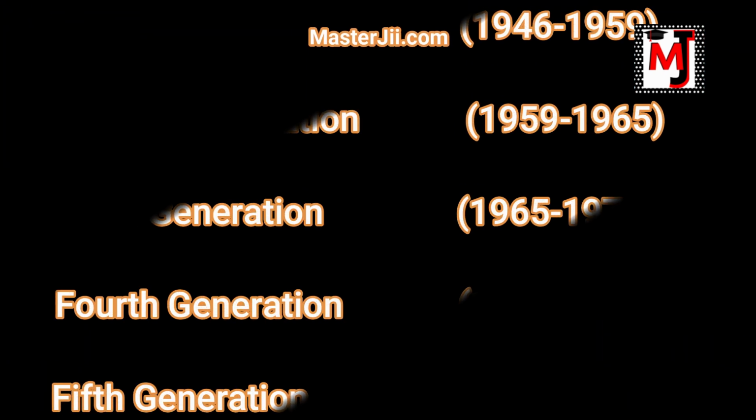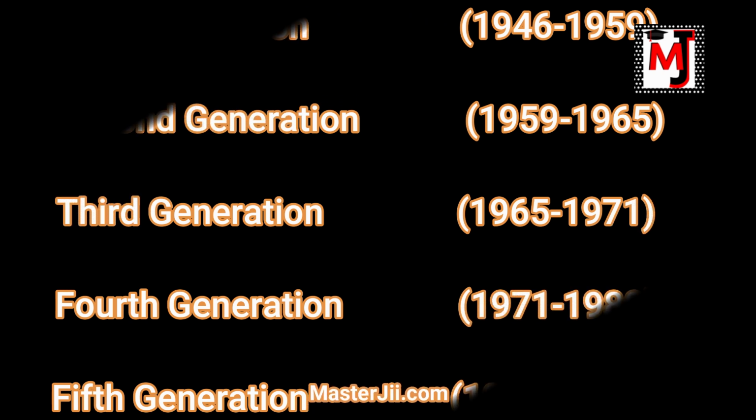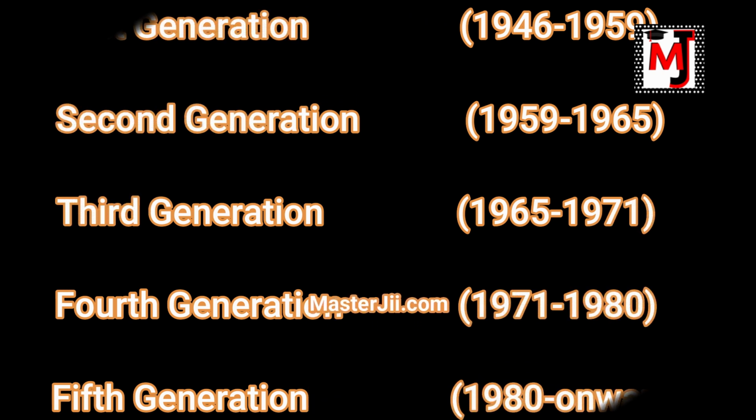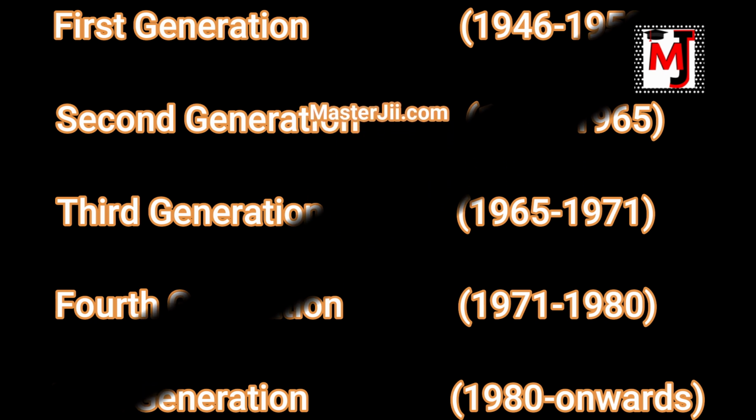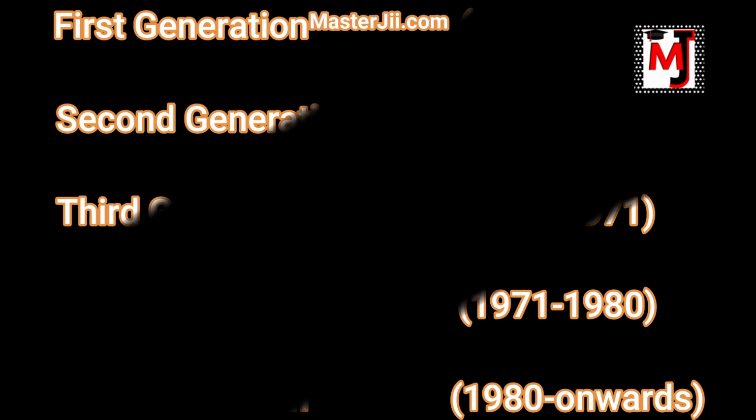The first generation timeline was 1946 to 1959, the second generation timeline was 1959 to 1965, and the third generation timeline was 1965 to 1971. The fourth generation timeline was 1971 to 1980, and the fifth generation timeline is 1982 onwards. And now we are using the fifth generation computers.